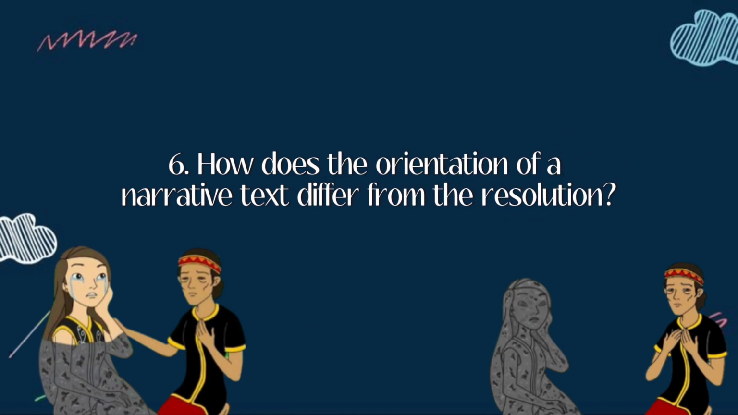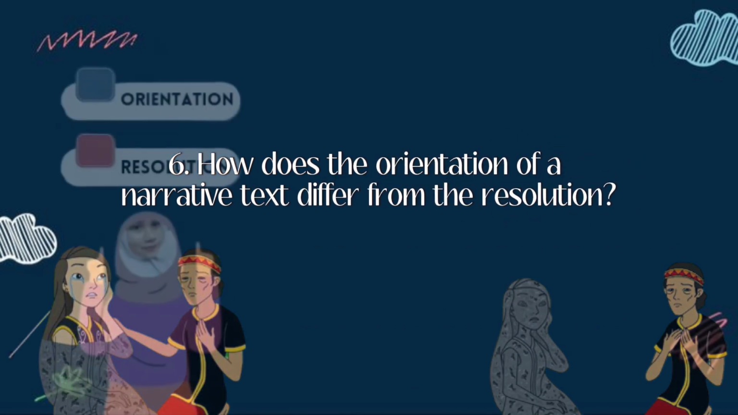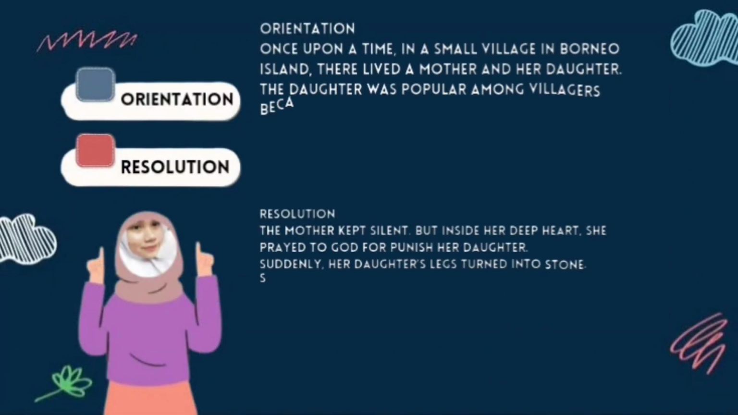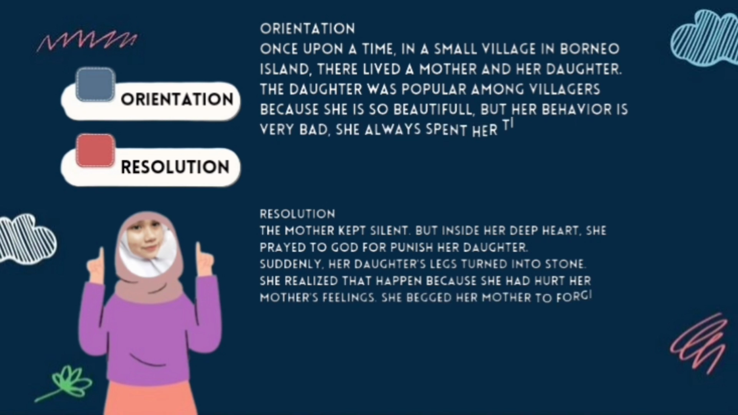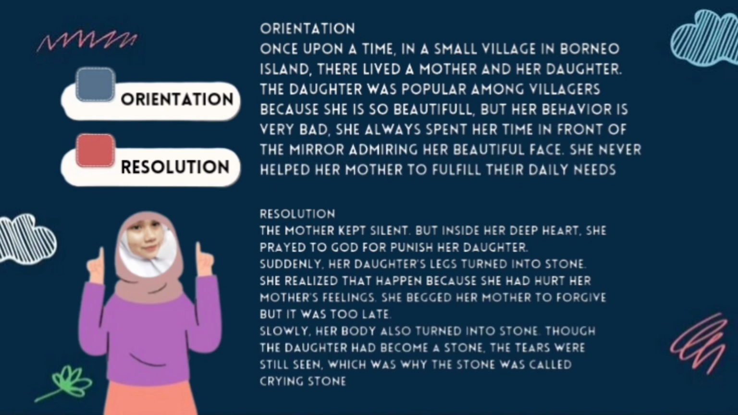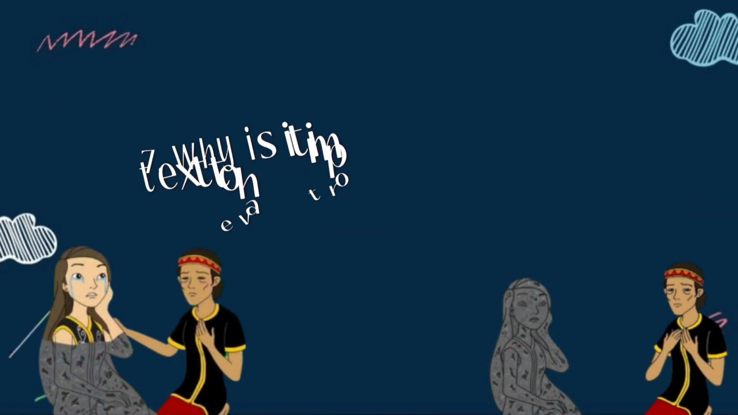Number 6. How does the orientation of a narrative text differ from the resolution? Orientation contains the introduction, the characters, and the setting where the events in the story take place. The resolution contains a solution to the problem presented in the complication.